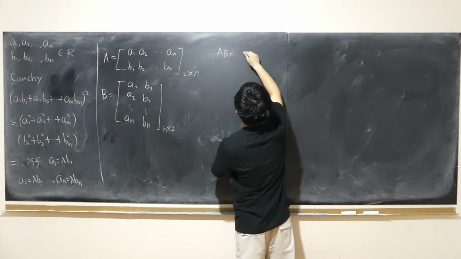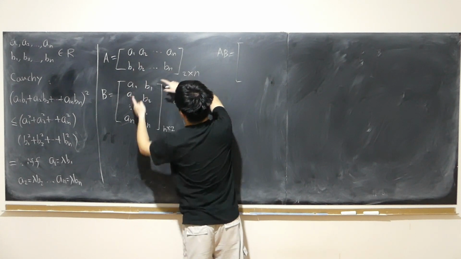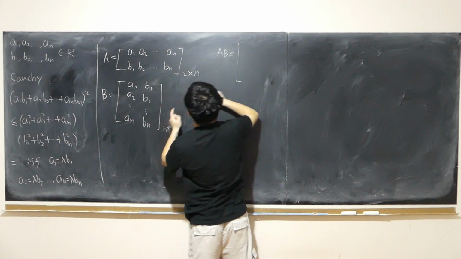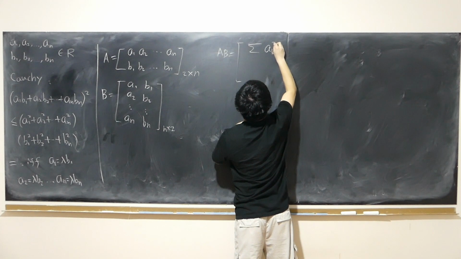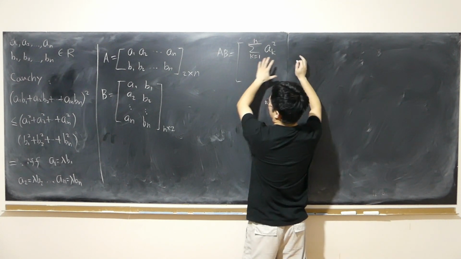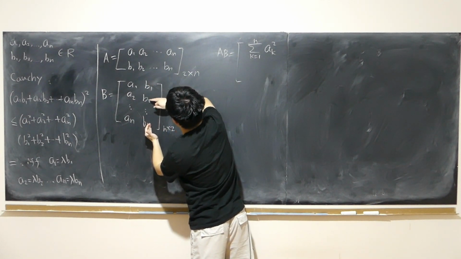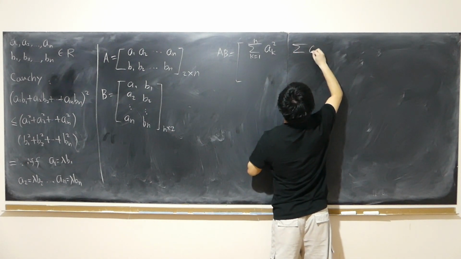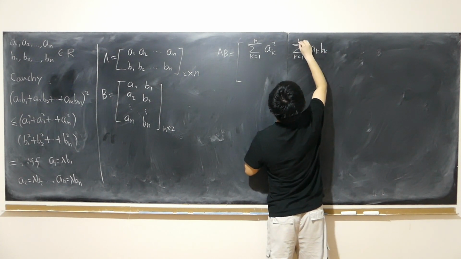So first element: first row times first column. A1 times A1 plus A2 times A2 plus, so in the end, we have a sum of AK squared, K goes from 1 to n. First row, second column: first row times second column. A1 times B1 plus A2 times B2, all the way. So in the end, we have the sum AK times BK, K goes from 1 up to n.